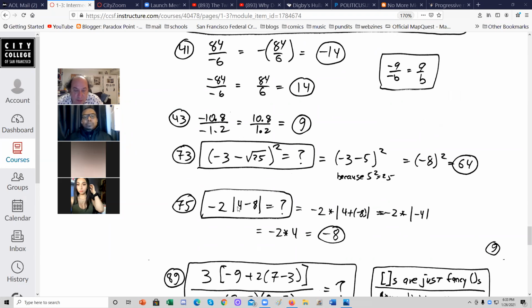Negative 2 times the absolute value of 4 minus 8. Okay, this absolute value sign, you think of it as a parenthesis. So you do this first before we multiply the result by negative 2. So negative 2 times 4 minus 8 is 4 plus negative 8. Negative 2 times the absolute value of negative 4. Okay, what's the absolute value of negative 4? 4. Plus or minus? Positive. Plus 4. So we have a negative 2 times a positive 4. Only one negative sign, so you get a negative 8.